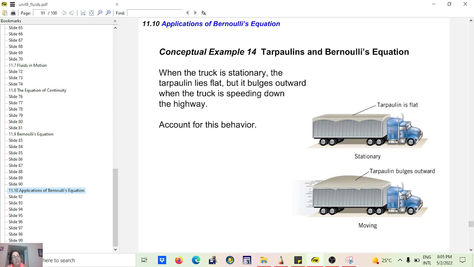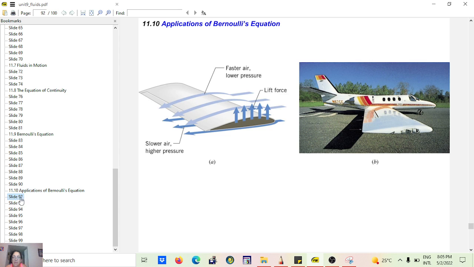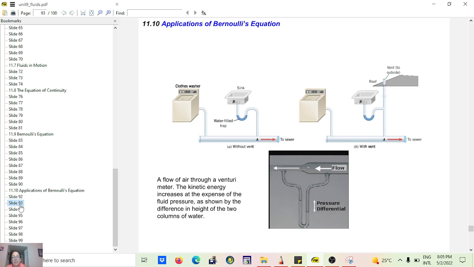So here you can explain also why those things are bulging. If you are going fast, the air is moving above the truck, so it's going to go low pressure. Inside you have high pressure, so the high pressure is moving that thing up, right? So it's like the houses in a hurricane. So that's going to be the lift. Okay, you have many applications.